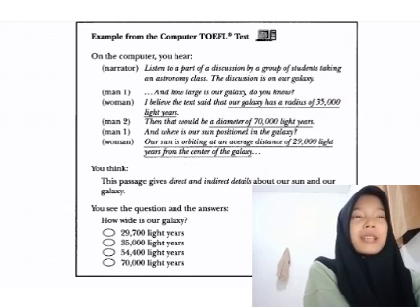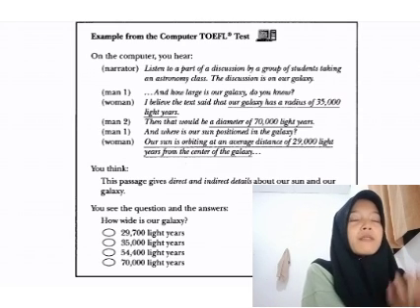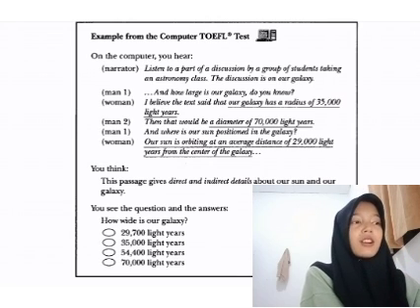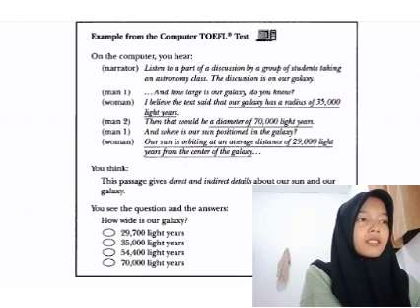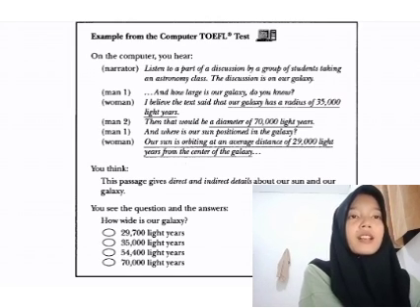This is direct because she doesn't use "would be" or "might be" or "I believe", but this is direct because he's sure about the statement. Okay, so this is direct. So we have this spreadsheet that gives the direct and indirect details about our sun and our galaxy.